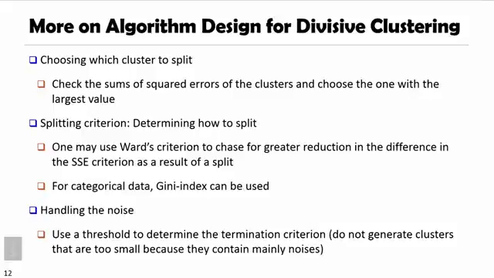Okay. Then the third issue is how to handle the noise. Essentially, when you decide to split, you don't want to split into two small clusters mainly containing noise. That means you need to use a threshold to determine the termination criterion. Okay. So these are the major issues in the design of divisive clustering.